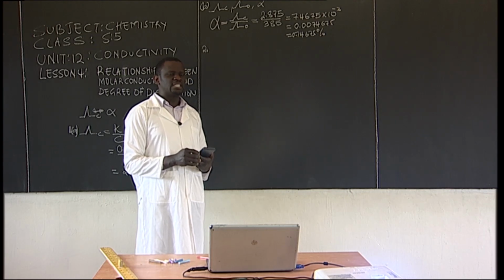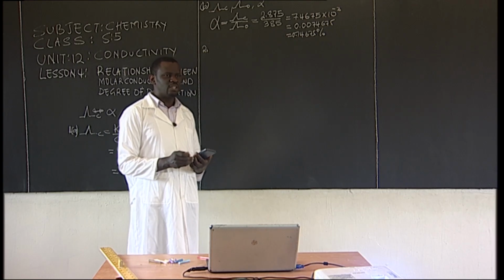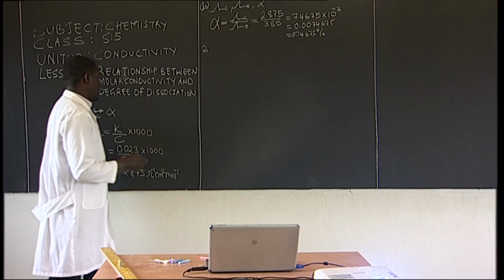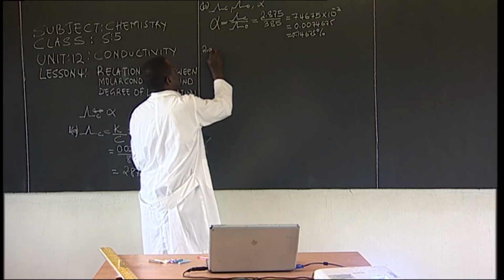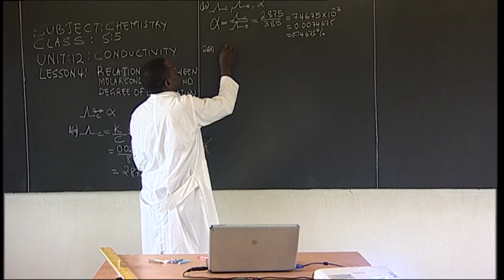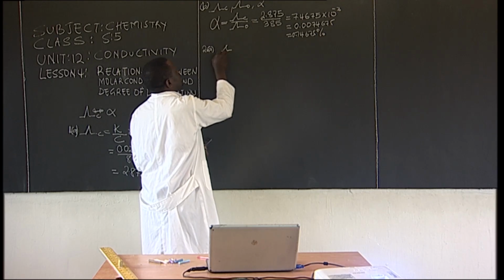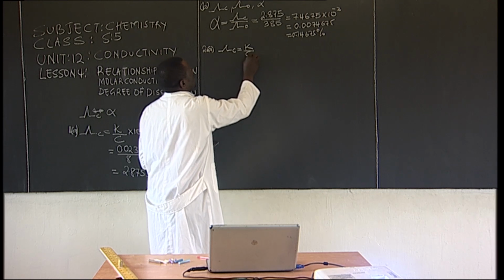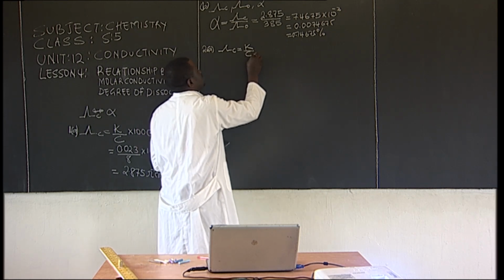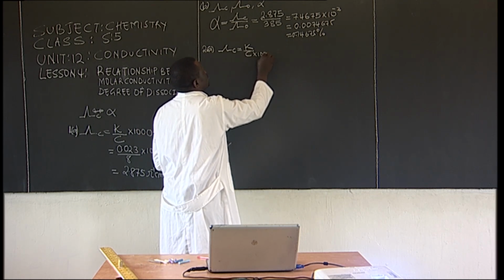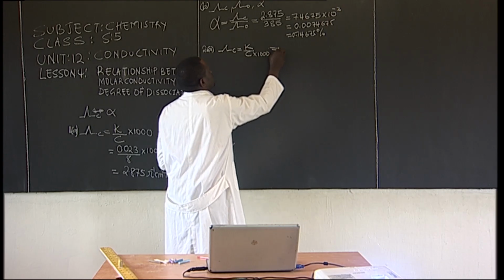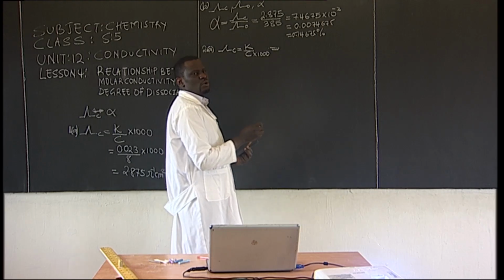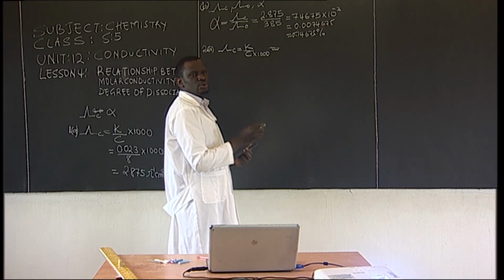Then the first thing is to calculate the molar conductivity of the acid. So we are going to do the same as we have done here. Our molar conductivity will equal K over C. Because it is in meters, we multiply times 1,000 down. We talked about this, if you remember. Then we are now going to substitute.